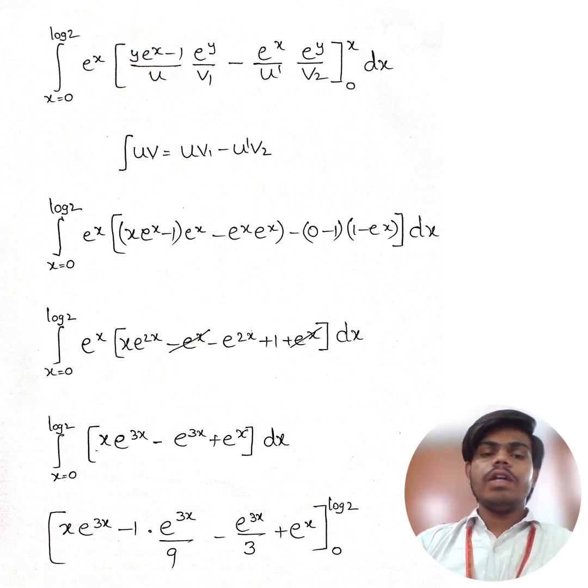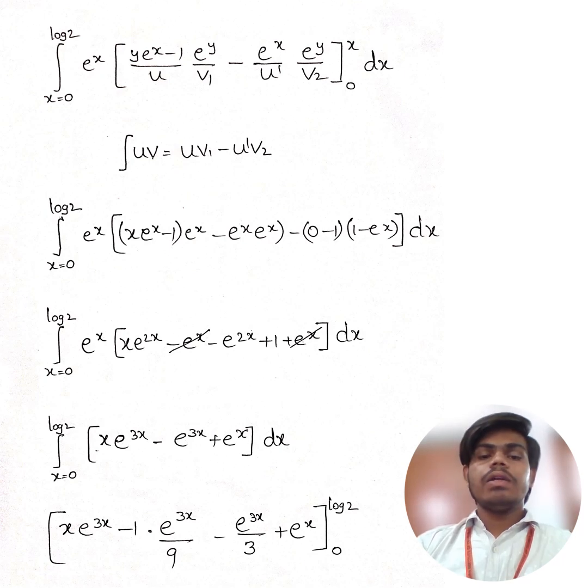And simplifying the whole problem, we can cancel e power x into e power x easily, and x is equal to 0 to log 2. Simplifying and multiplying with e power x into the whole term, we can multiply e power x into x e power 2x minus e power 2x plus 1, we can get x e power 3x minus e power 3x plus e power x dx.